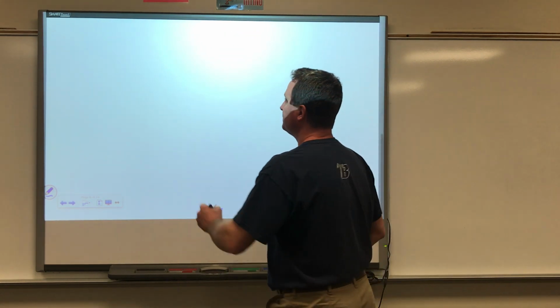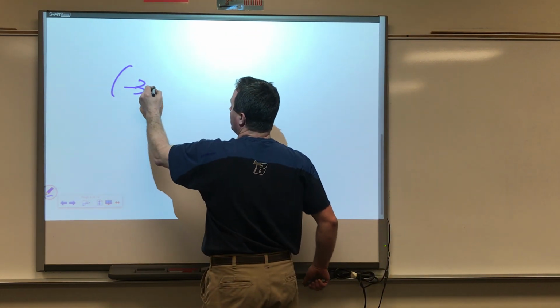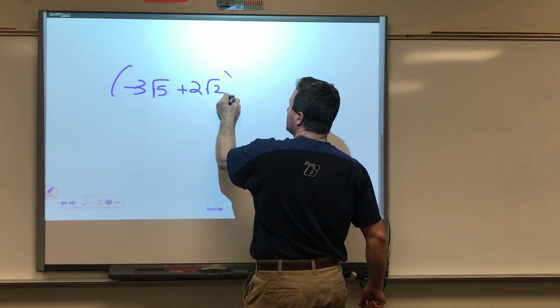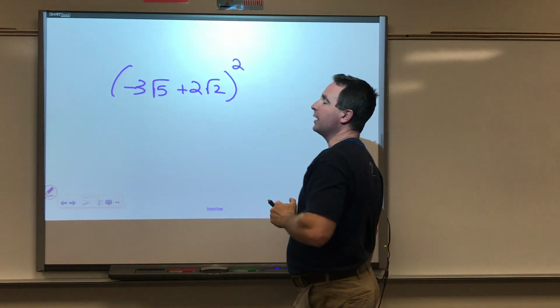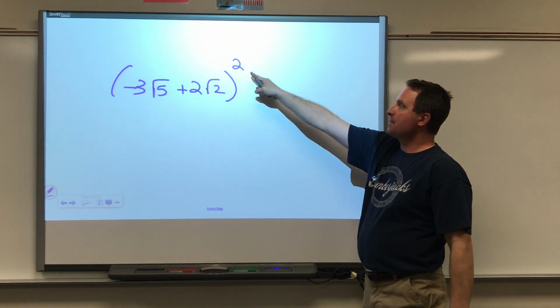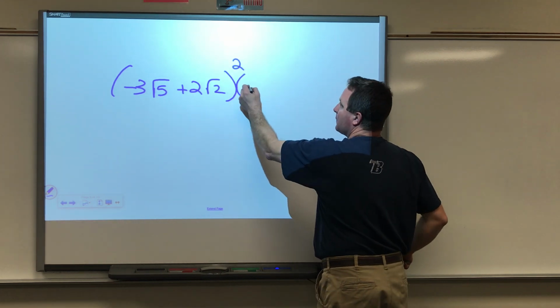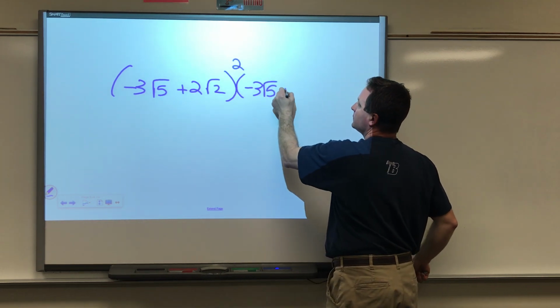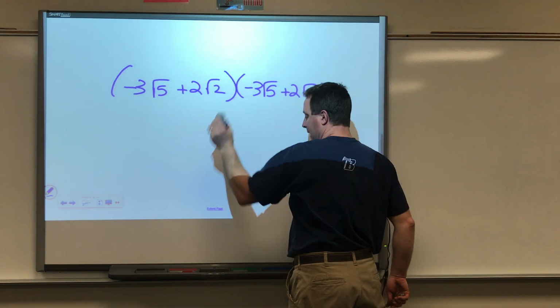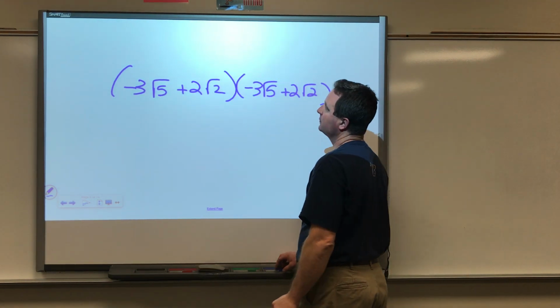Okay? How about this? Negative 3 square roots of 5 plus 2 square roots of 2 squared. If it starts out like that, again, when it's squared, I'm just going to write it twice. Okay? And now let's try and FOIL this.